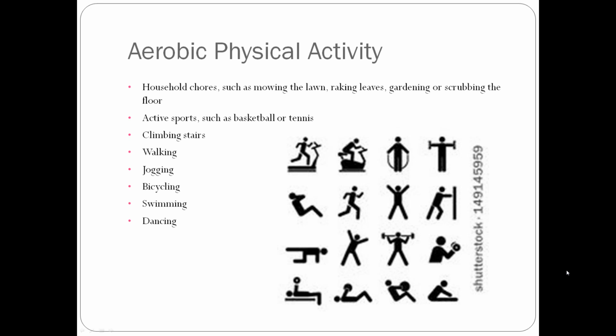Moderate aerobic activity means you are able to talk, but it is difficult to carry on a conversation, and vigorous activity means you are able to say a few words, but unable to carry on a conversation. We should aim for at least 30 minutes of aerobic activity most days of the week. Regular aerobic physical activity can reduce systolic blood pressure by 4 to 9 millimeters of mercury.